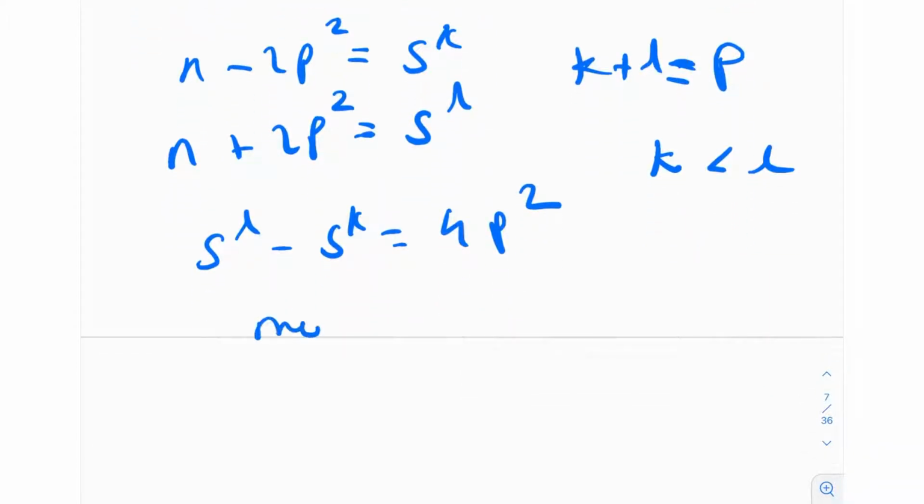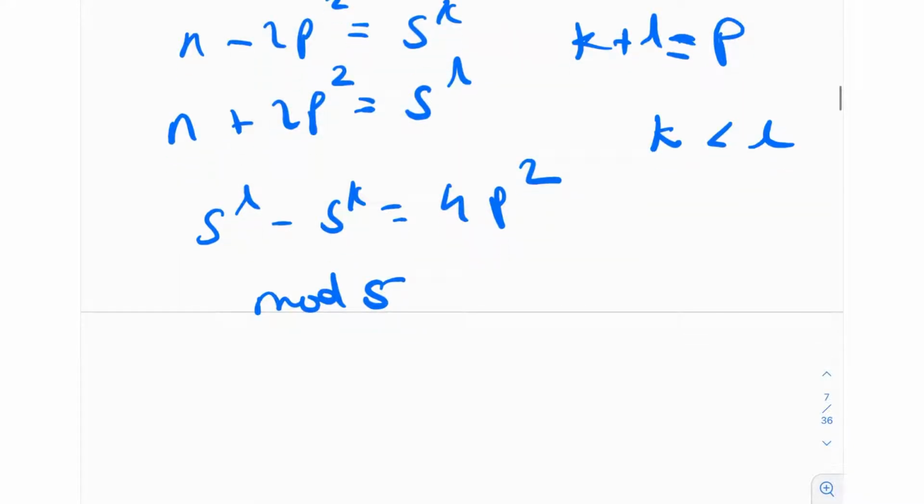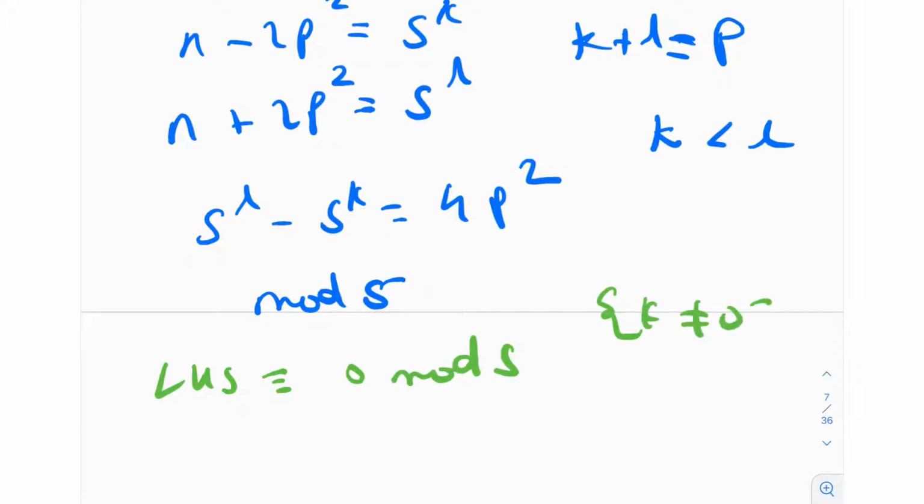So let's try and reduce this modulo 5. When I reduce this modulo 5, the left hand side is congruent to 0 mod 5. And obviously we're assuming that k is non-zero over here, because if one of them is 0, things break up a little bit, and we'll discuss that in a separate case. Now, the left hand side is 0 mod 5.